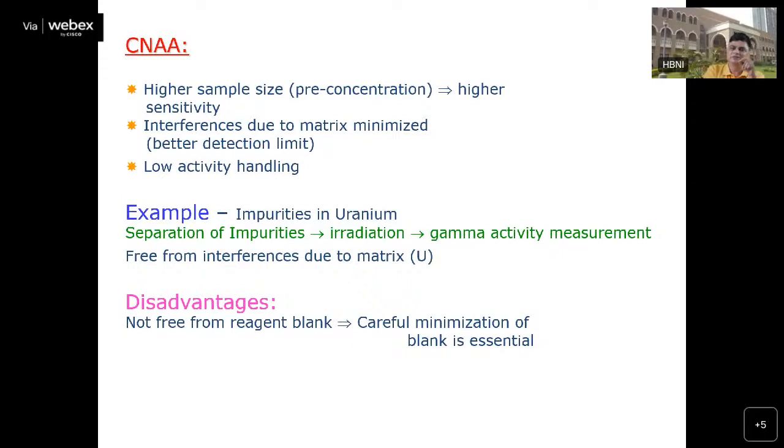The disadvantage is that since we are doing the chemistry before the irradiation, chemical neutron activation is not free from reagent blank. Therefore, we have to be careful, and minimization of the blank is essential in this particular case.